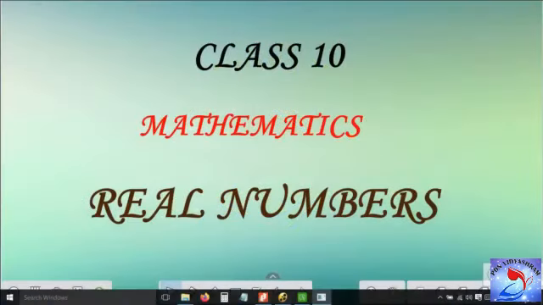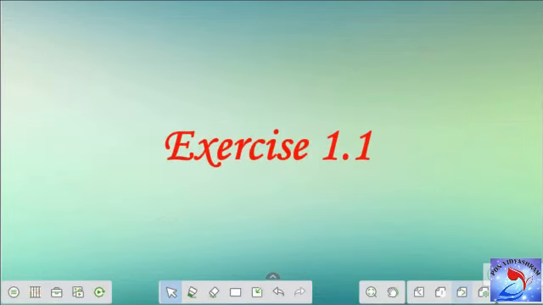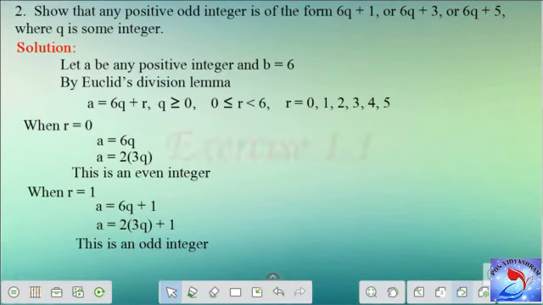Hello everyone, welcome you all to the next session on real numbers of class 10 mathematics. In this session, let's solve the remaining problems from exercise 1.1. Here is the second problem for us.